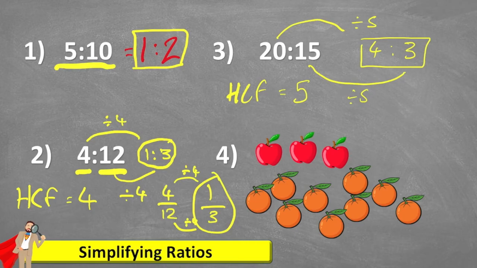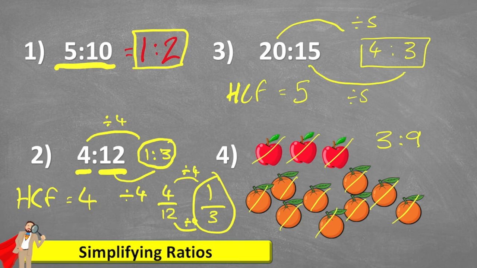Question 4 looks a little different, and the question is going to be, what is the ratio of apples to oranges? Well, let's quickly find out what the ratio is to start with, and we have 1, 2, 3 apples, and 1, 2, 3, 4, 5, 6, 7, 8, 9 oranges. Therefore my ratio is 3 to 9. But is that its simplest form? No, because I can see a common factor of 3, and 3 divided by 3 is 1, 9 divided by 3 is 3. So we have 1 to 3.